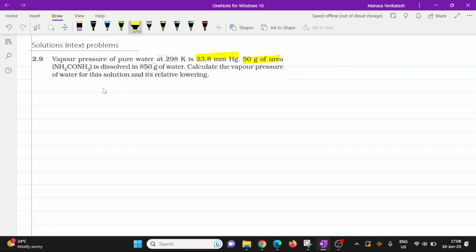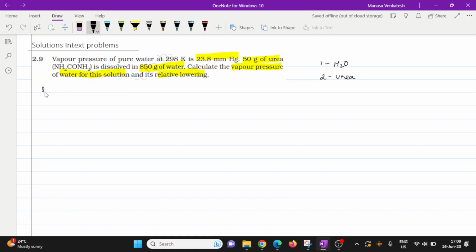50 grams of urea is dissolved in 850 grams of water. Calculate the vapor pressure of water for the solution, and the relative lowering. So we're obviously using the relative lowering of vapor pressure for this particular question. So we are going to assume that our solvent, that is water, is denoted as 1 and urea is denoted as 2. Okay, water is 1, urea is 2.